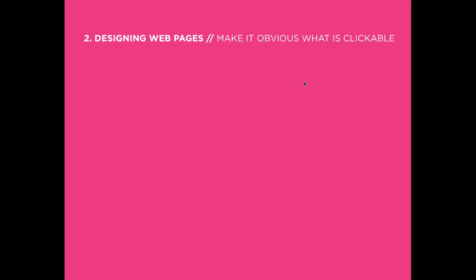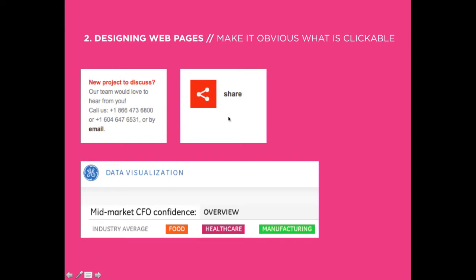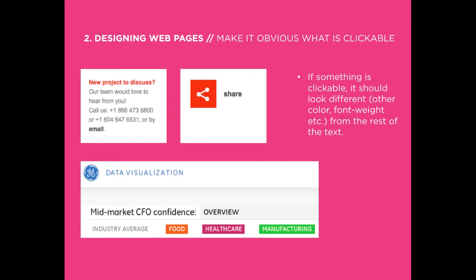Make it obvious what is clickable. In these 2 examples, we notice that the word email here and the share button are both clickable because they look different from everything else. The word email comes in bold, and the share button is red. These are other examples where food, healthcare, manufacturing, and so forth look like buttons because they look much different from everything else on the page. So if something is clickable, it should look different from the rest of the page by having a different color, a font weight, and so forth.